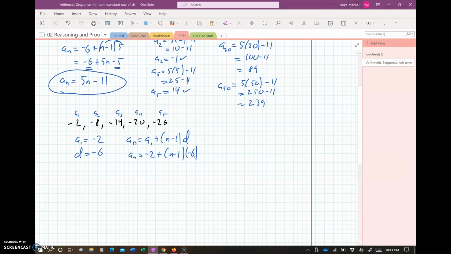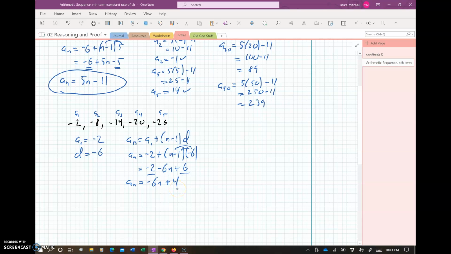Be careful distributing your negatives. Always watch those signs. So that's going to go in -2, and I could go plus -6, or I'm just going to go minus 6n. Negative times negative is positive. That's going to be plus 6. I got my like terms here, -2 and 6. That gives me 4, -6n plus 4.